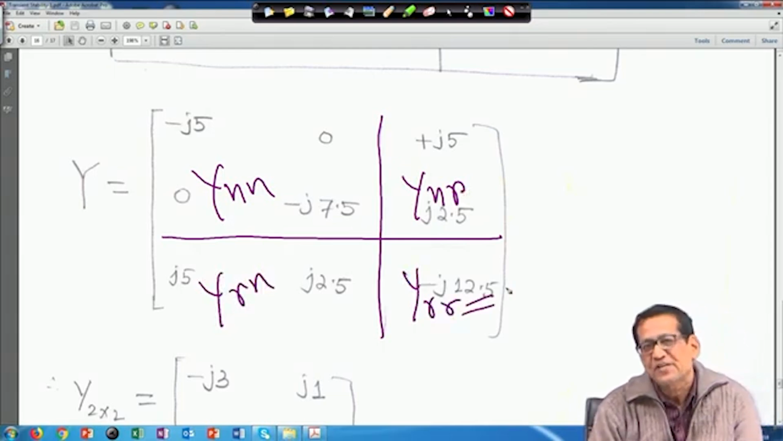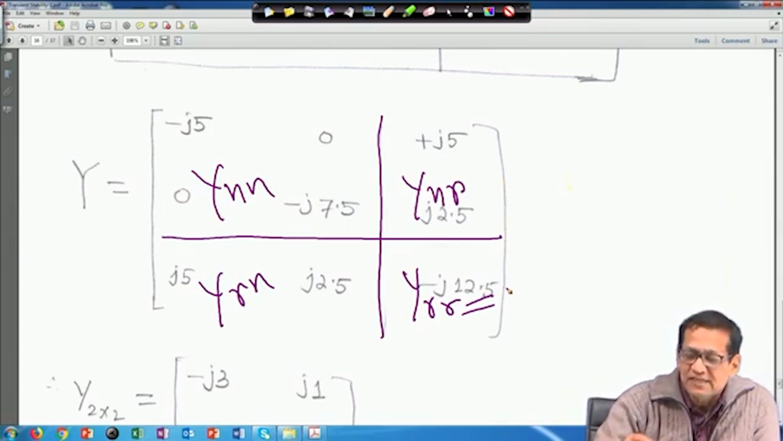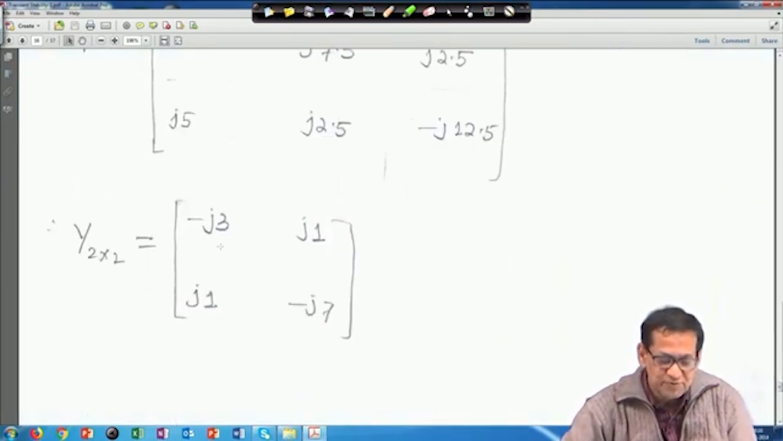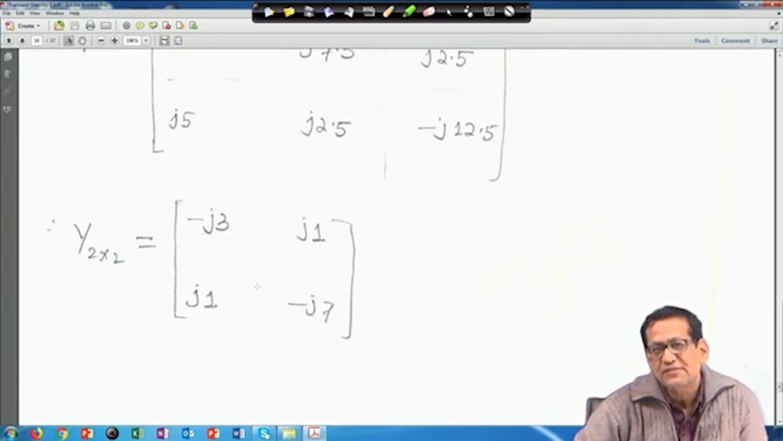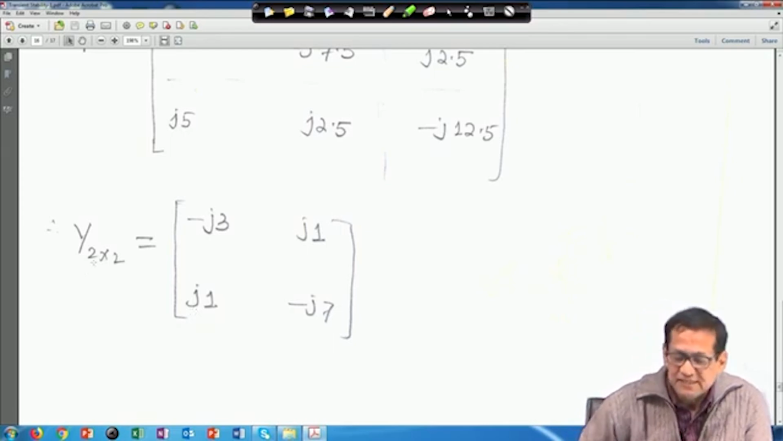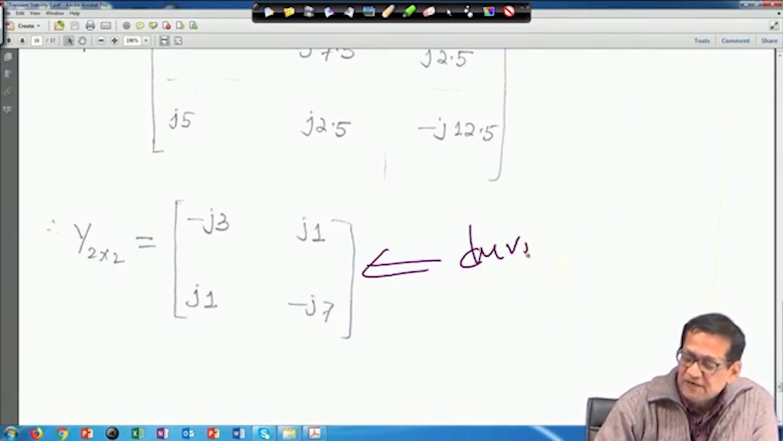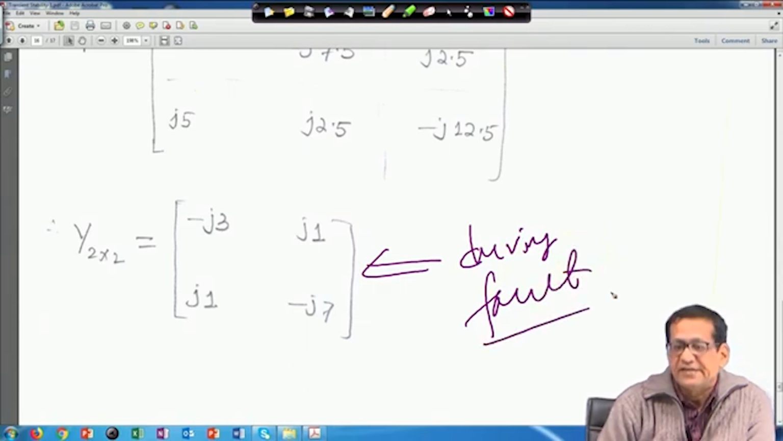It is a single element, right. Follow the same procedure, the same formula you use, and if you compute the matrix reduction, the reduced matrix, then the final answer, that 2 into 2 matrix, will be minus j 3, j 1, minus j 7. It is also a symmetric matrix because y 1 2 is equal to y 2 1, right. So, this matrix is your during fault matrix, right.